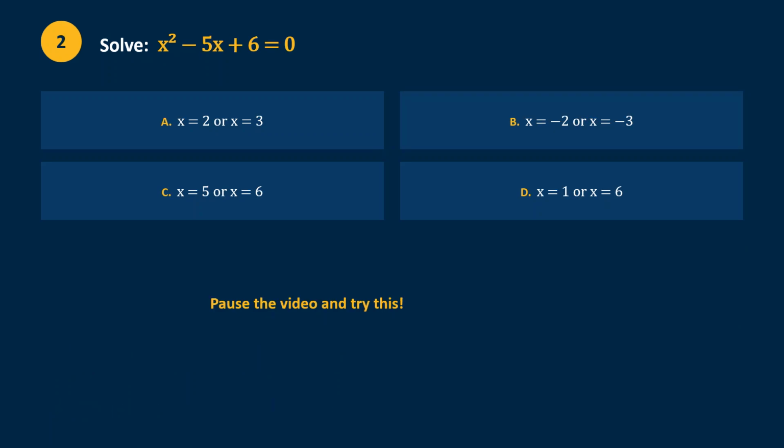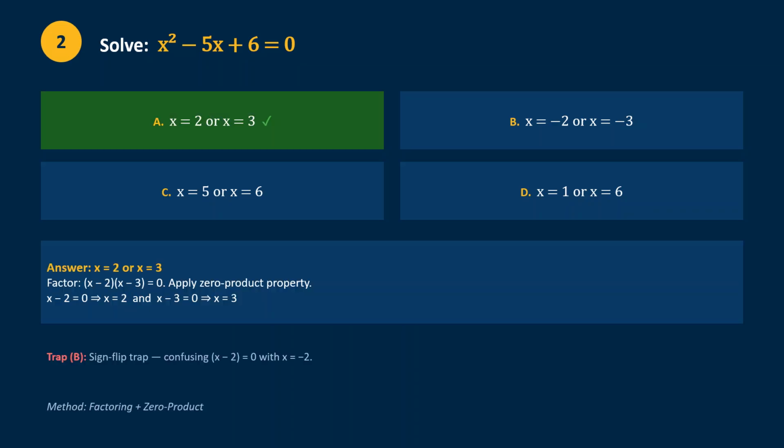Question 2. Solve x squared minus 5x plus 6 equals 0. 4 choices on screen. Pause and work through it. The answer is A. X equals 2 or x equals 3. Factor the left side. X minus 2 times x minus 3 equals 0. Set each factor to 0. X minus 2 equals 0 gives x equals 2. X minus 3 equals 0 gives x equals 3.